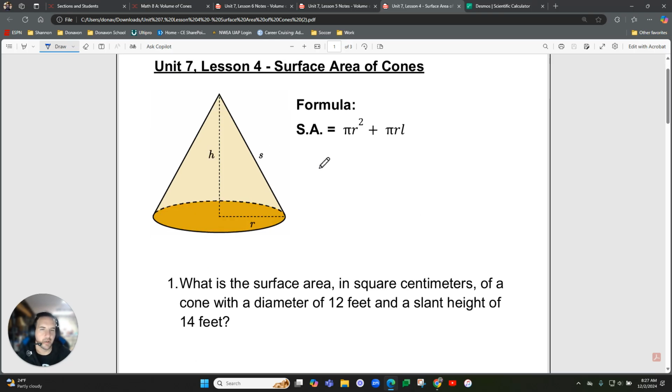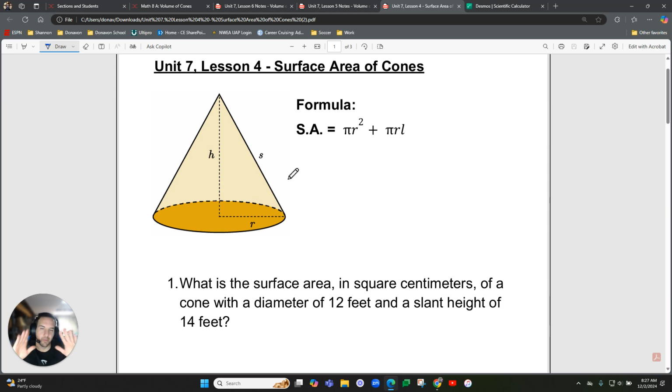A couple things to note, or really just one thing to note. Surface area is equal to pi r squared plus pi rl. Pi r squared is the circle. Pi rl represents this area up here. Remember, area is two-dimensional, whereas volume is three-dimensional. So if I was asking you how much space is inside of that cone, that would be the volume.